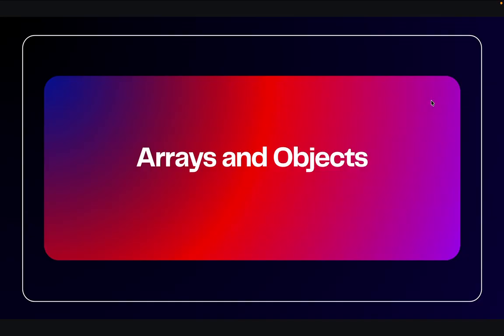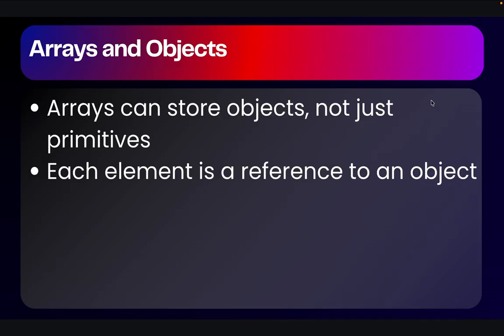Now, being that you can use them in methods, obviously you can also use them in objects. So arrays can store objects, not just your primitive data types. So it's not just going to be storing your integers and things of that nature, because you can store a string in an array. So each element that is going to be used is a reference to an object.